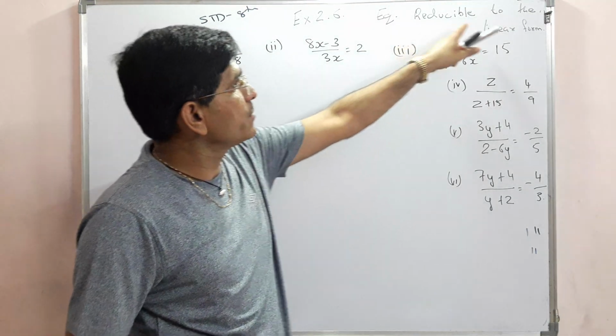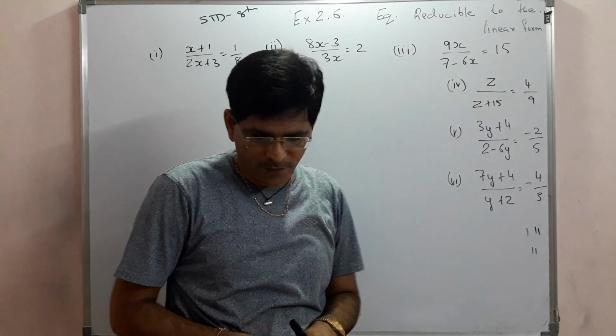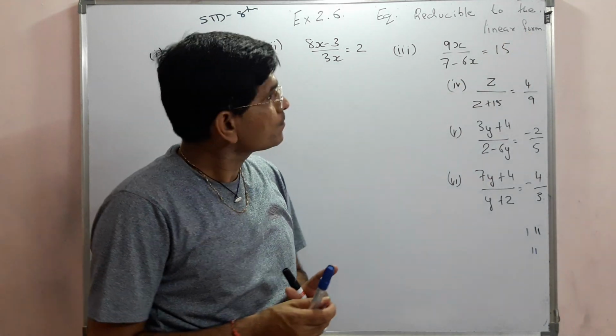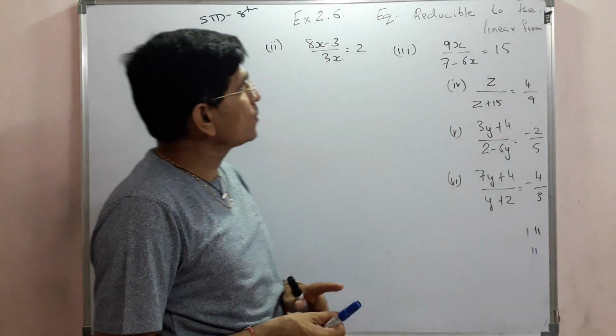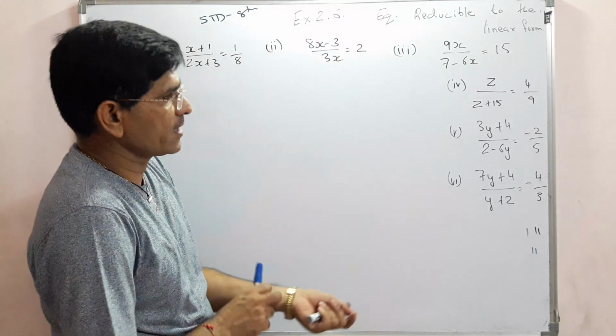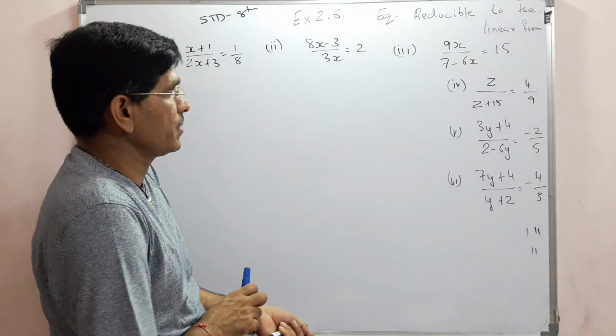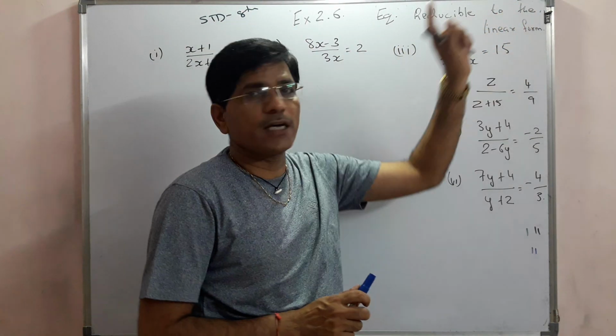So, reducible to the linear form. Today's topic is related with the reducible to the linear form. In exercise 2.6 there are 6 or 7 sums with one example. So what is the target? Reducible to the linear form.